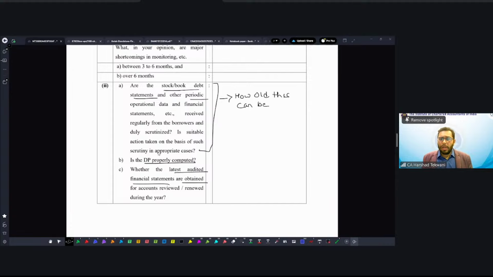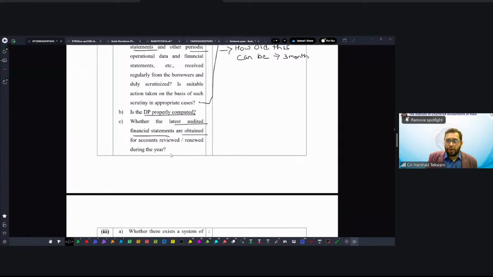How old can a stock or data statement be, which can be used by the bank? If I have to utilize that stock statement or data statement to compute the drawing power, how old can it be? 3 months. Very good. It can be only up to 3 months old, beyond which I need to obtain the fresh stock statement or data statement. So this is 3 months. It should not be older than that.